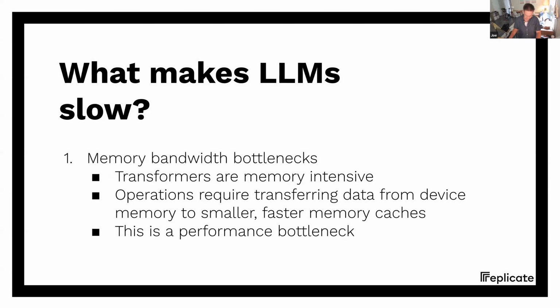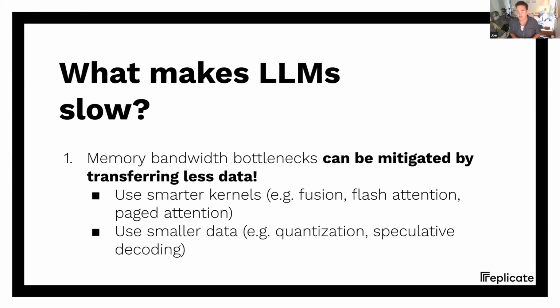So, memory bandwidth. Transformers are fundamentally memory-intensive creatures. Transformers, neural networks, are implemented as a sequence of operations. And each of these operations, if you're running on a GPU, requires transferring data from device memory to smaller, faster memory caches. That's just what happens. And this is a performance bottleneck. In most cases in production, language models are slow because they have to transfer data from slow memory to fast memory.